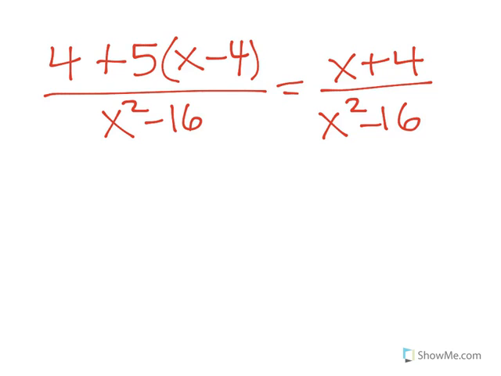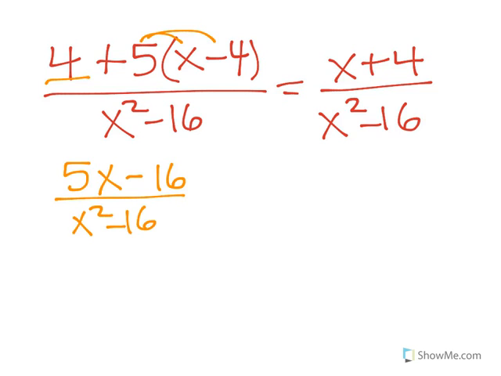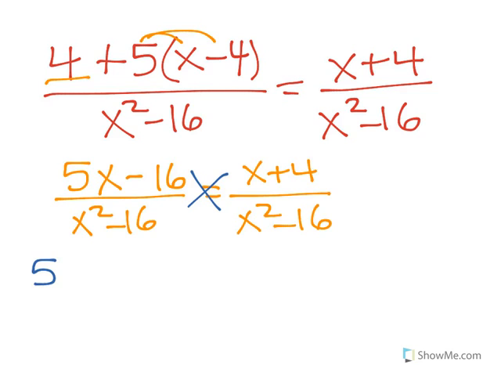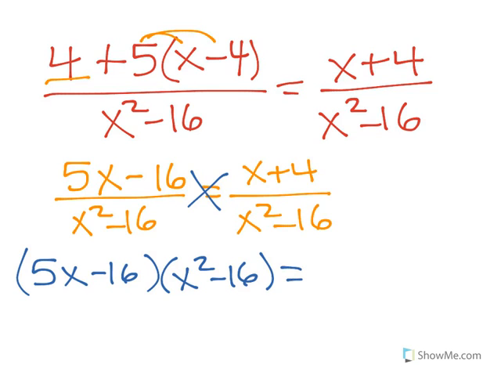So the first step I'm going to do is actually distribute this 5 and add the 4. And I'm going to get 5x minus 16 over x squared minus 16, and then x plus 4 over x squared minus 16. Now that we have one fraction on either side, we're going to cross multiply, and I'm going to get 5x minus 16 times x squared minus 16 equal to x plus 4 times x squared minus 16.